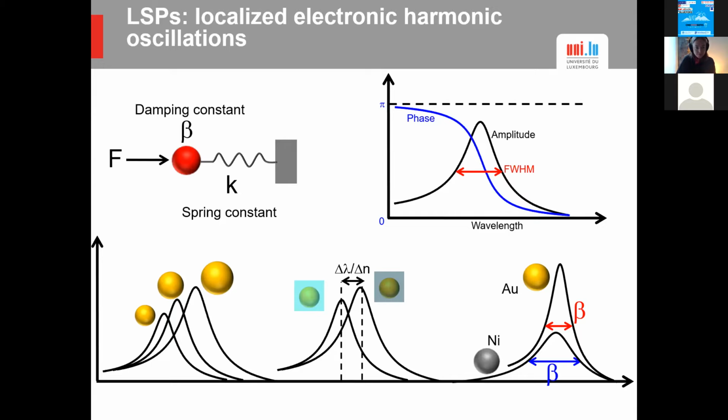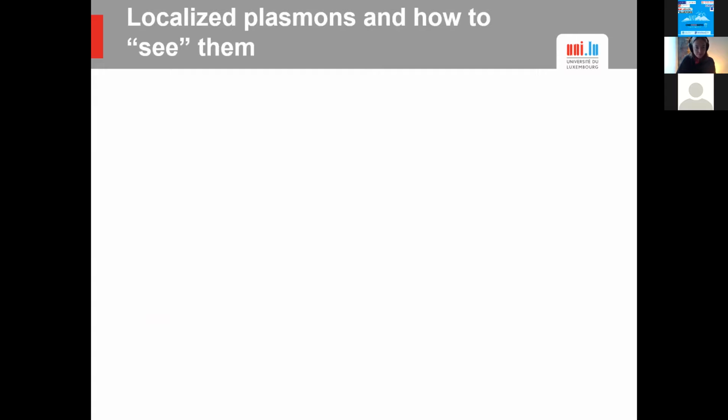In particular, if you consider a noble metal like gold, you usually have a very intense and sharp localized plasmon resonance. If you consider magnetic materials that possess more losses, let's say, you have a decreased intensity of the plasmon, and also the damping is larger, so the full width at half maximum would be larger as well. So very simply, how can we see localized plasmons in our lab?